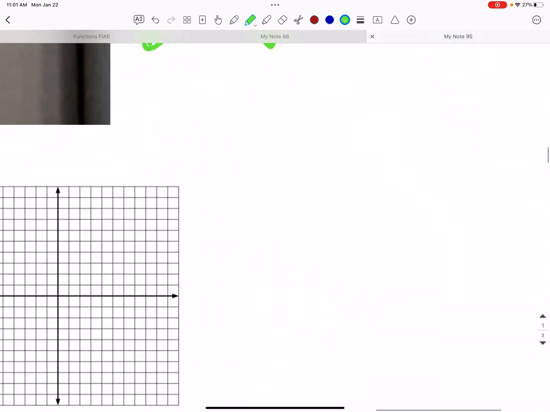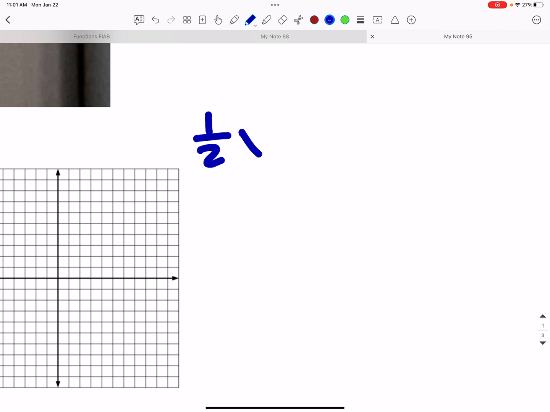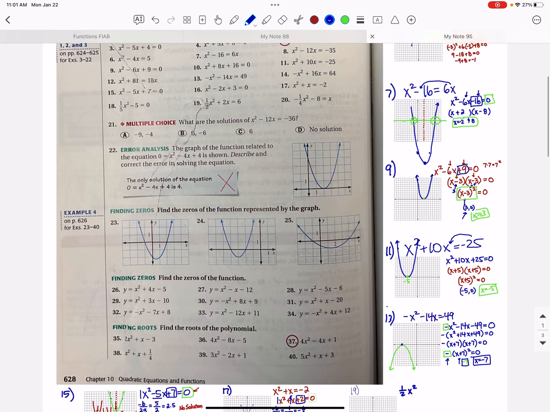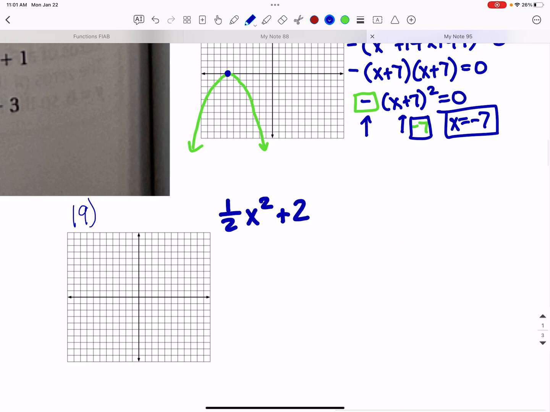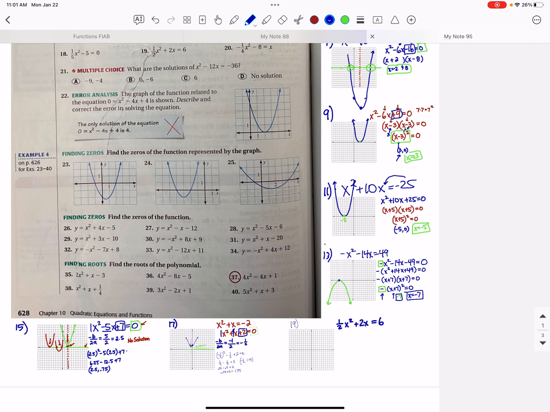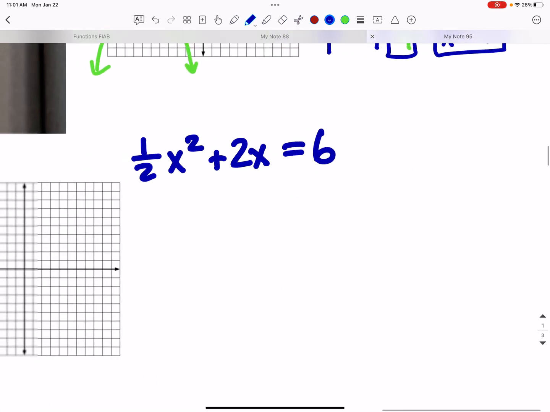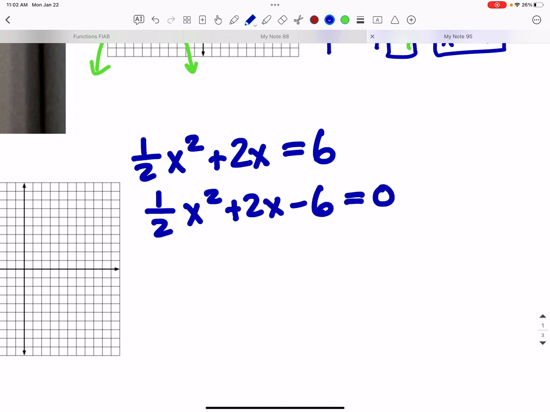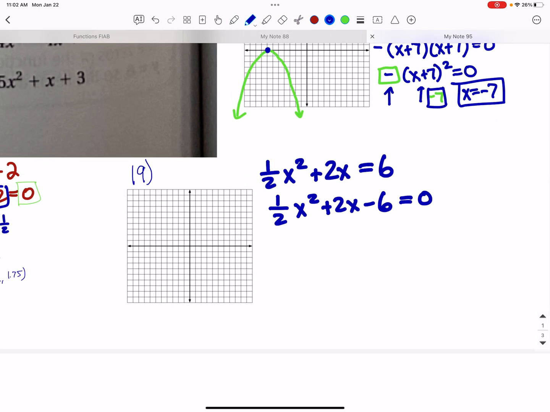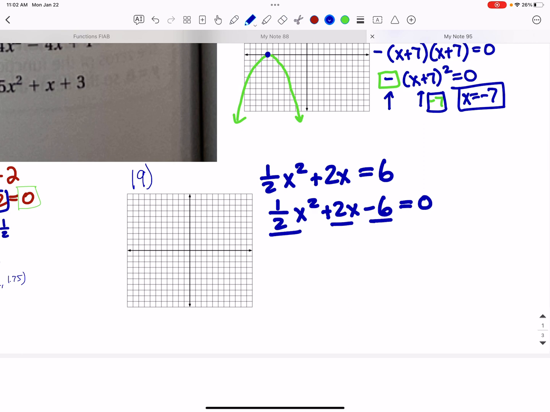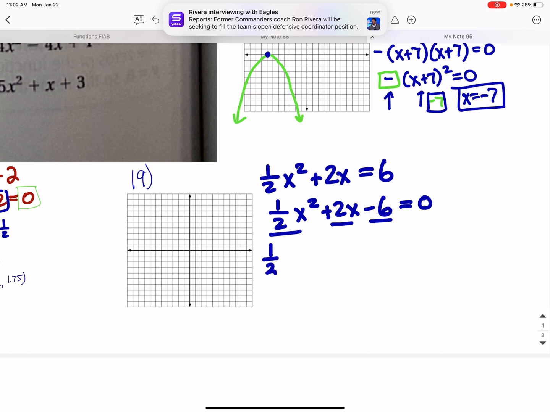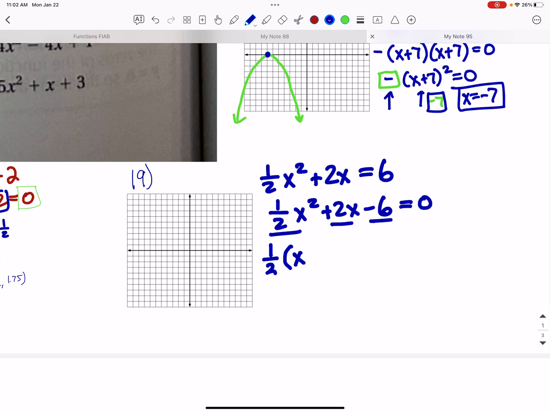All right, 19. 1/2 x squared plus 2x equals 6. We got to make it equal 0. 1/2 x squared plus 2x minus 6 equals 0. Okay, a couple things I can do. All right, if there's ever something all of them share, I'm going to take it out. And I can take 1/2 out of all those numbers. So I'm going to take 1/2 out, which means I just have x squared.